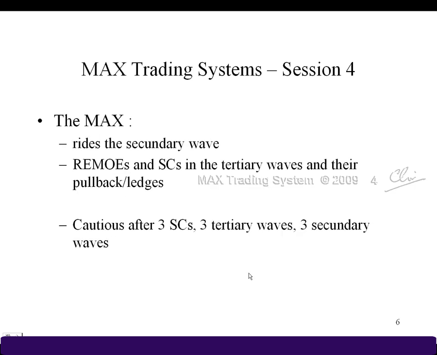And so you know that the MAX rides the secondary wave, the REMOs and the scalings exploit the tertiary waves, and the scalings also exploit all or some of their pullbacks and edges in order to accelerate the profit you can make with this wave. And as I have said previously, you must be more cautious after the third scaling, the third tertiary wave, the third secondary wave.